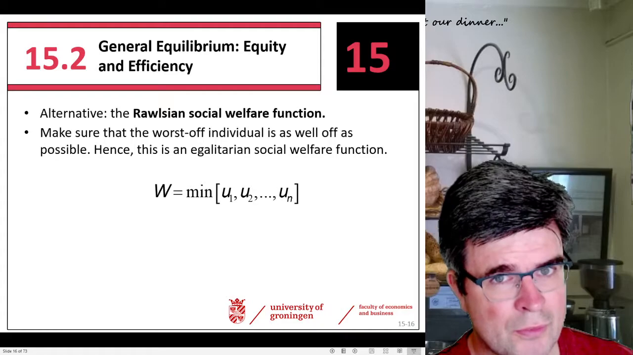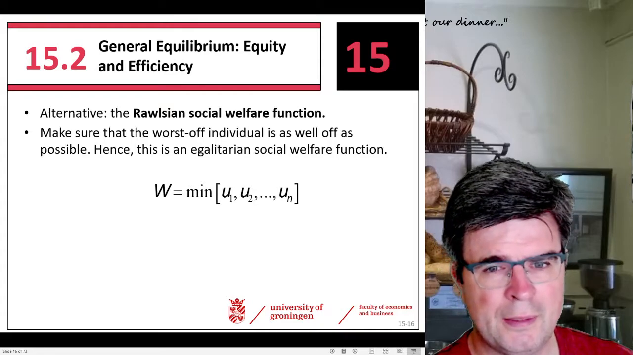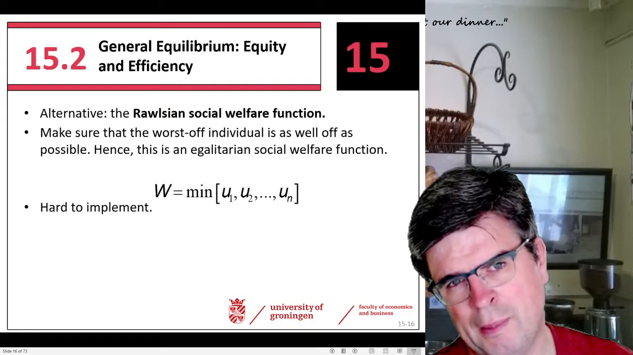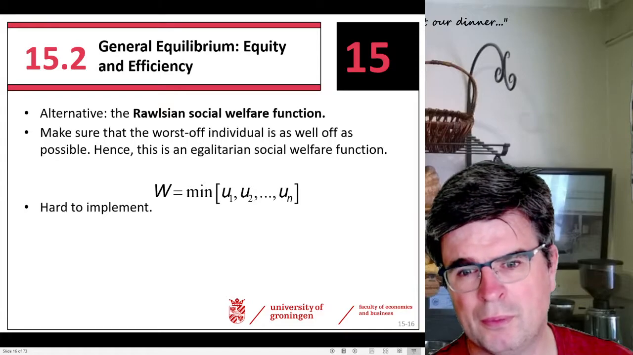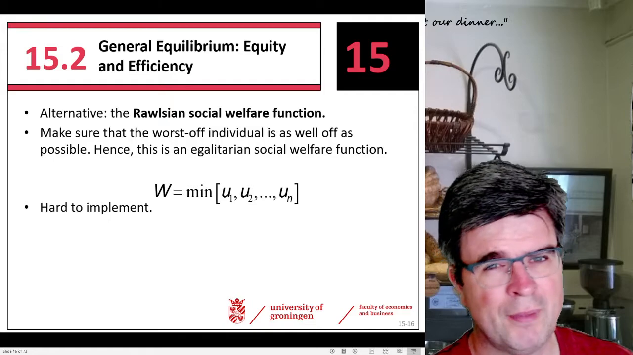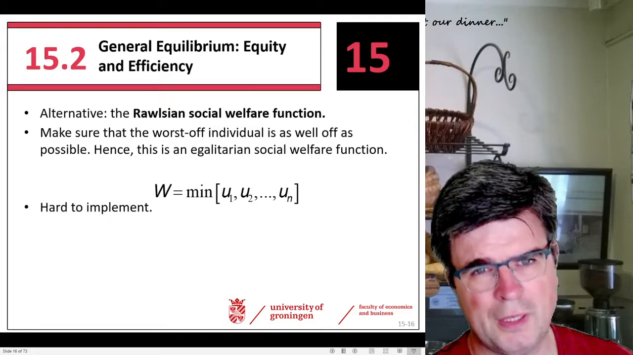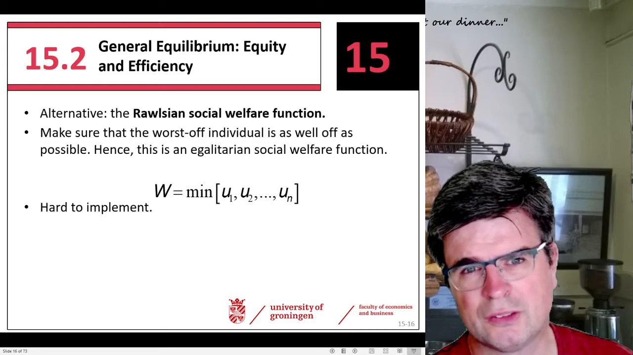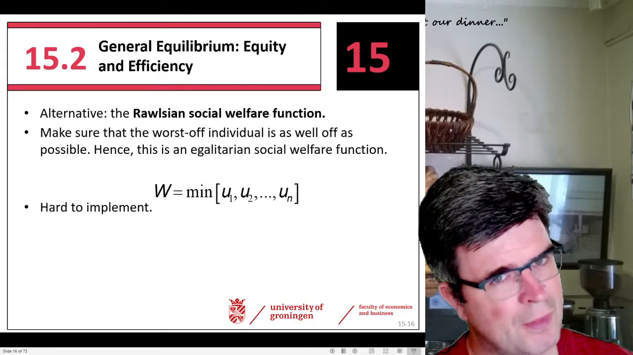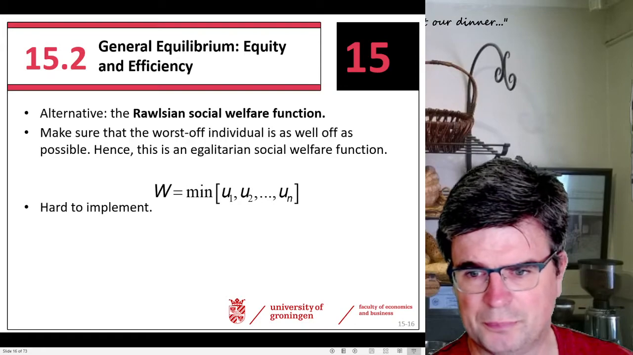So it may sound very attractive, but of course this one also has problems because it's very hard to implement. And why is it hard to implement? Well, you need to find the individual in society who is worst off, and only then can you try to improve social welfare. That may be a very daunting task in practice. But as a benchmark, it's good to keep the different social welfare functions in mind.